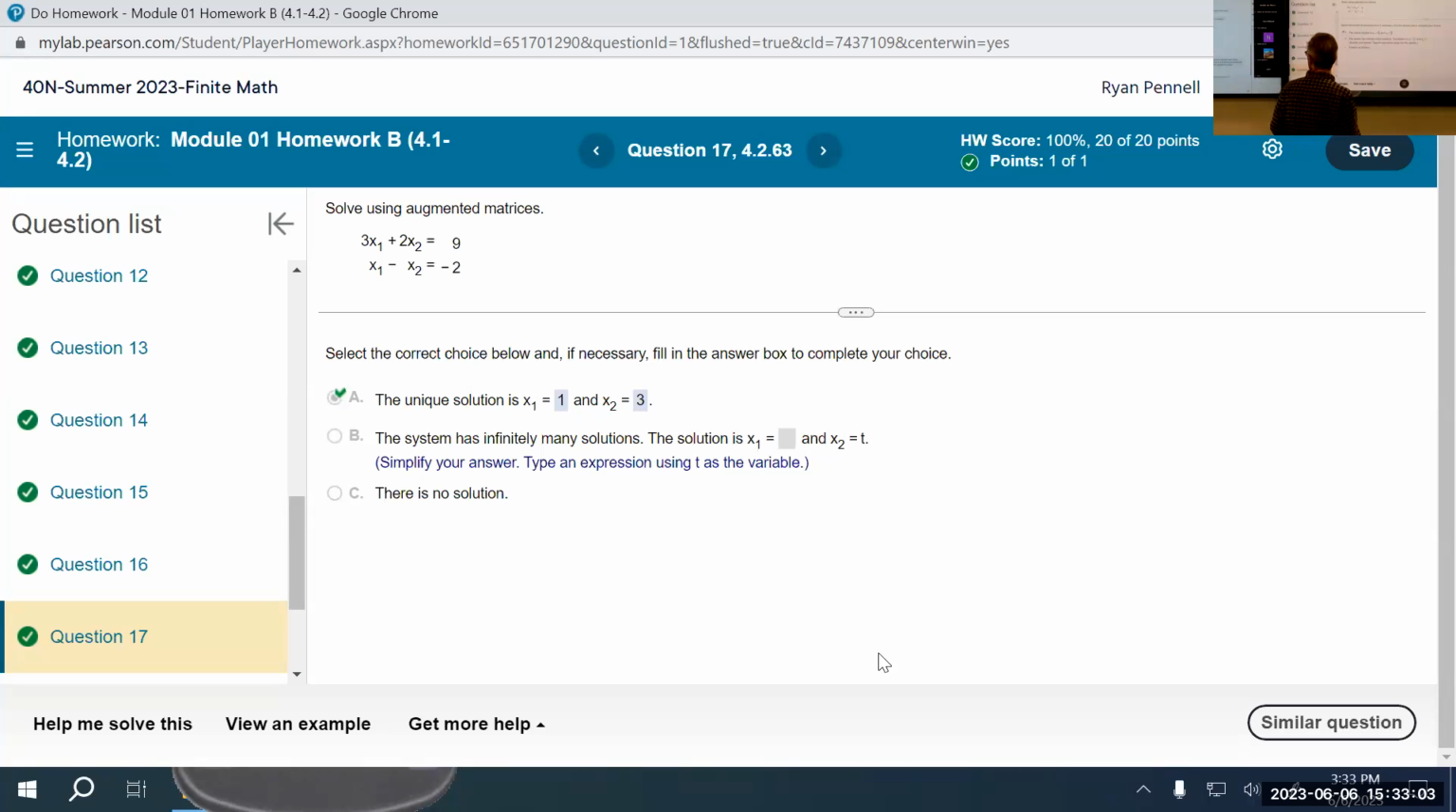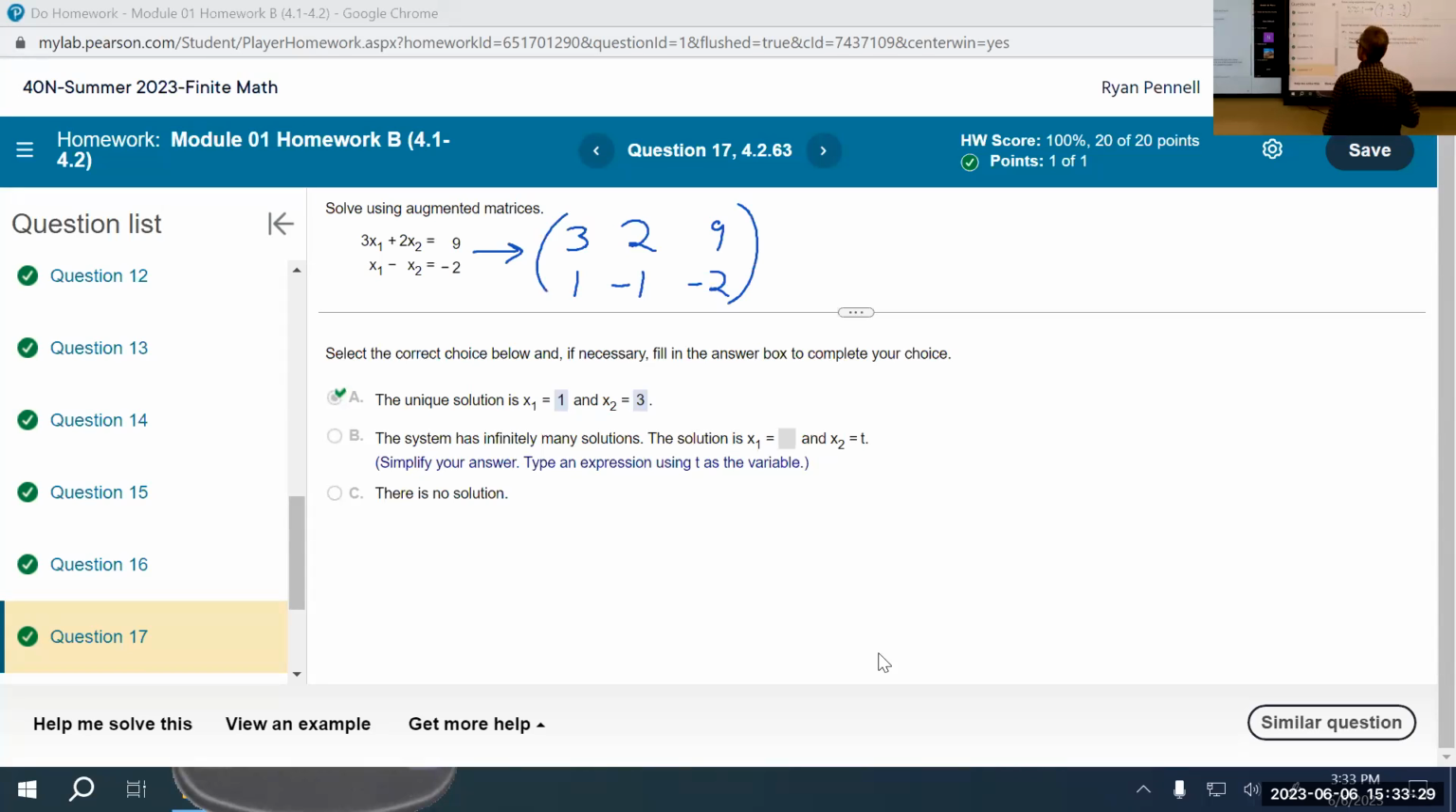Have we solved this problem yet? No. Solve using augmented matrices. So I want to turn this system of equations into a matrix. All right, let's do that. If we can go one way, we can go the other way. We just want to record the coefficients. So 3, 2, and 9. And we have 1, -1, -2.